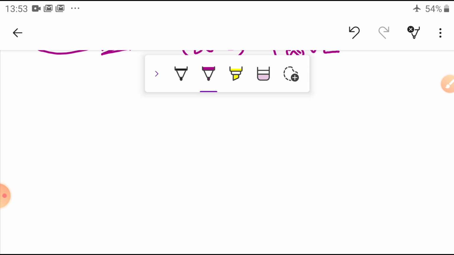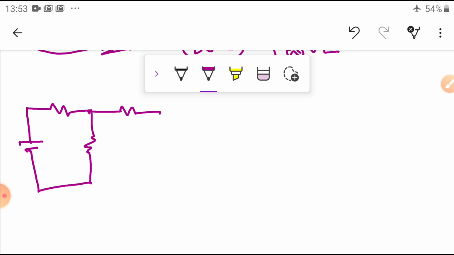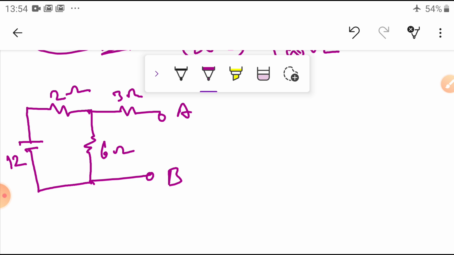Now, what is the circuit given? Simply 2 ohms, 6 ohms. Now the internal resistance is given as 3 ohms, with the A, B terminal. It is 12 volts. Here 12 volts is given. This is a 2 ohms resistor. Here is a 6 ohms resistor and a 3 ohms resistor is given. This is the circuit given.